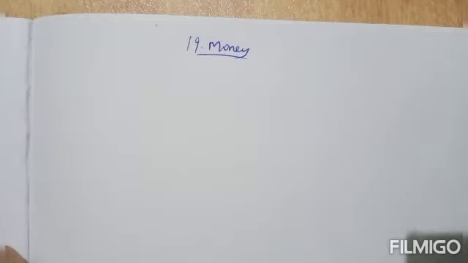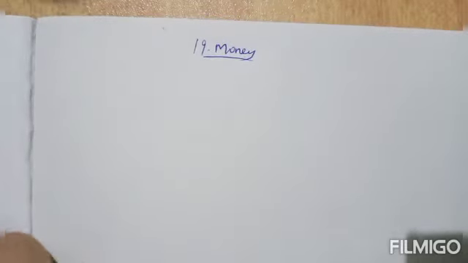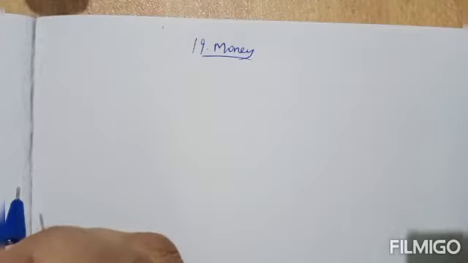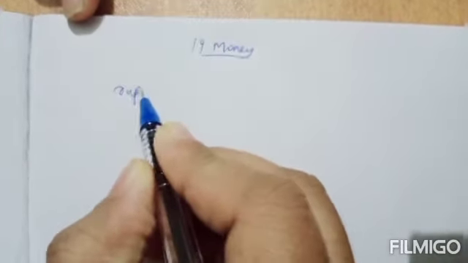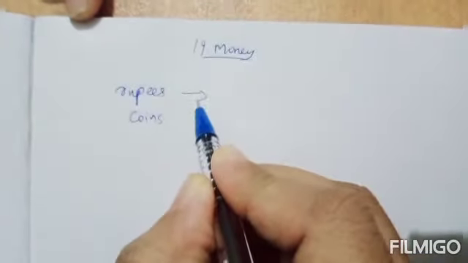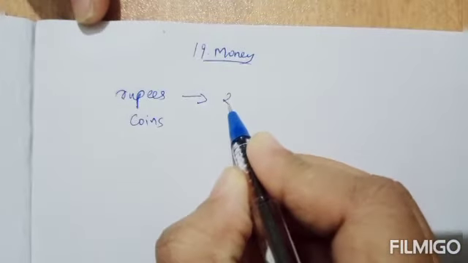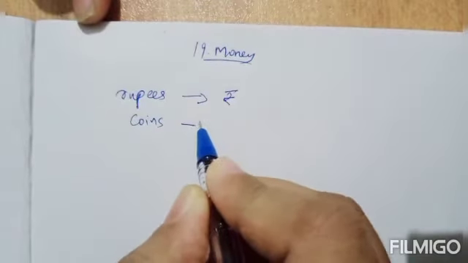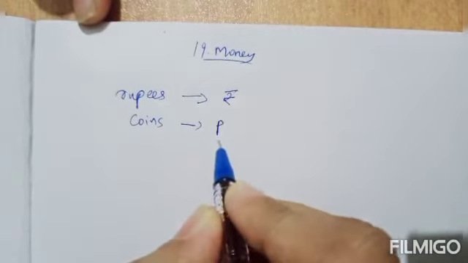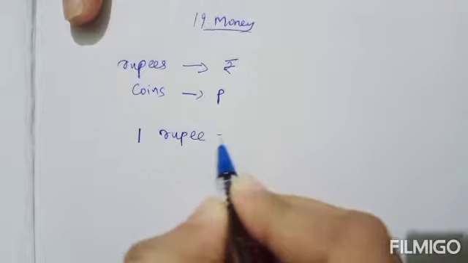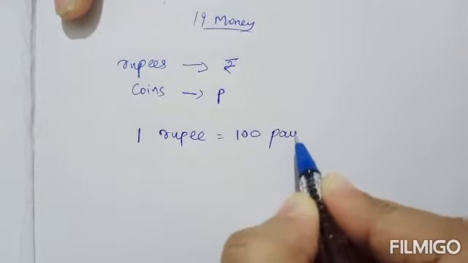So our next chapter is chapter 19, money. Money used by our country, that is Indian currency, consists of rupees and coins. Rupees we will represent by using the rupee symbol. This is the symbol of rupees. And coin by the symbol P, P for paise. Now we know 1 rupee equals 100 paise.